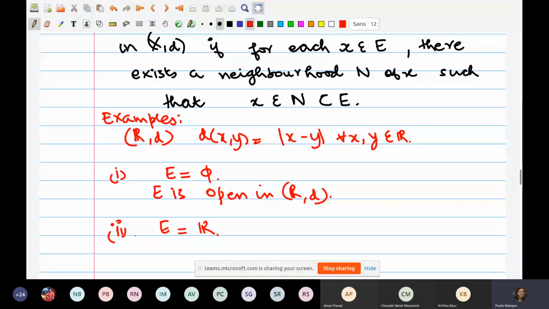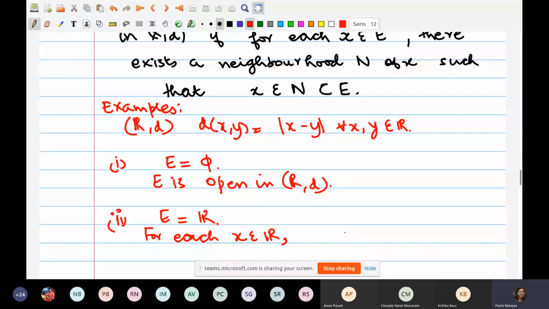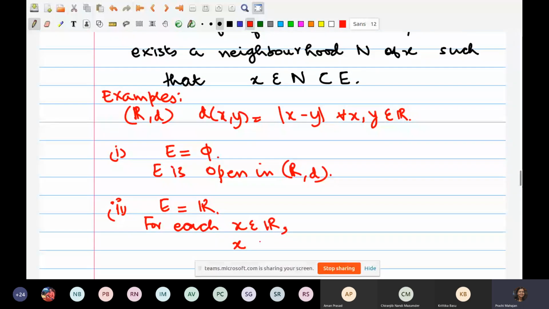I claim that for each real number x, I look at the following neighborhood around the point x. Remember, what do neighborhoods look like in the real line? They look like open intervals around the point x.